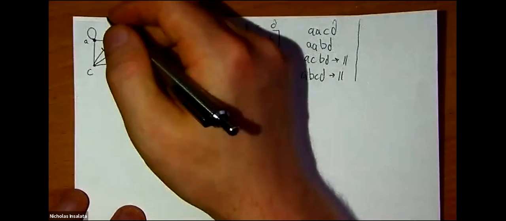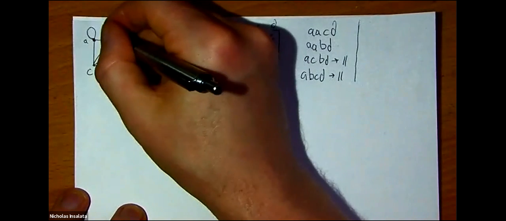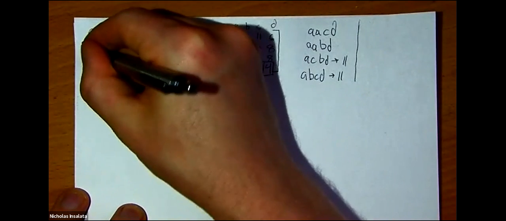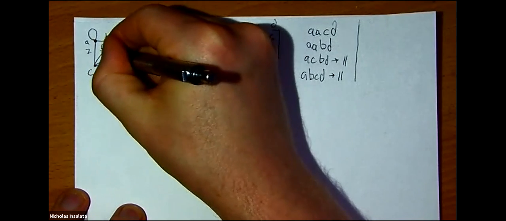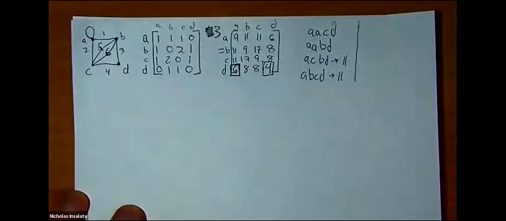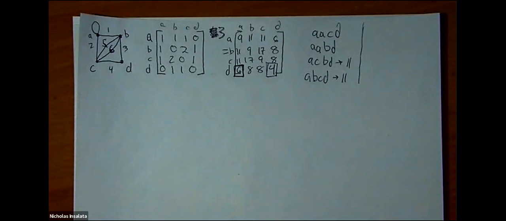Maybe I should label these edges instead of the vertices. Let me do this differently. 1, 2, 3, 4, 5, and 6. Okay, so which edges do I want to take? Let's do that instead of letters. To go from D to D in 3 edges.